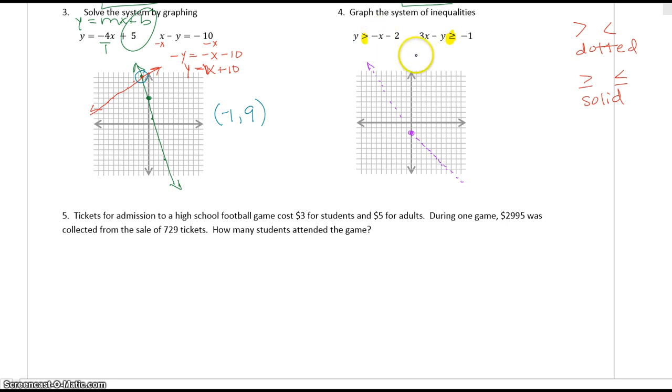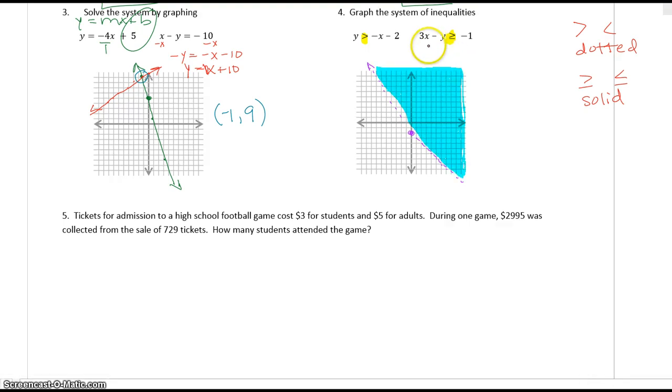Okay, so we have two parts of the y-axis. We have this upper part and we have this lower part. Where are the y's greater? On the upper part. So we're going to shade up. And then we must graph the second line.